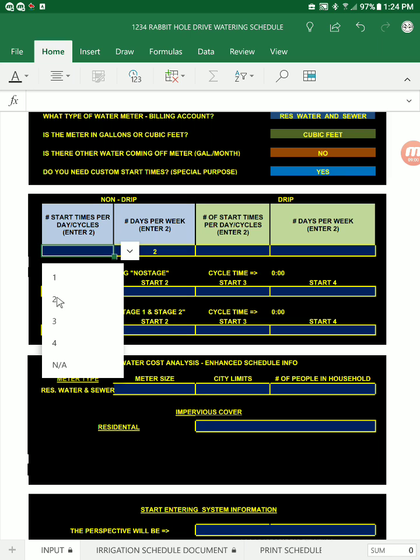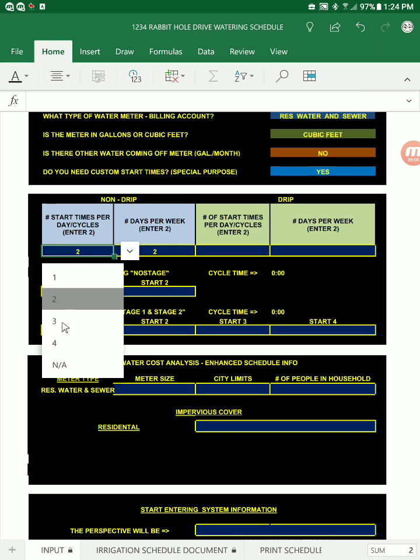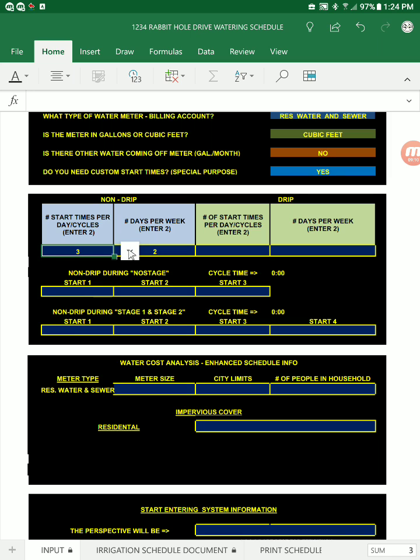Okay, no matter what, even if you're as flat as can be, you're always going to go ahead and put in 2 start times. But maybe you've got a little bit more slope. You can put in 3 start times, and then you can go ahead and put in 4 start times.